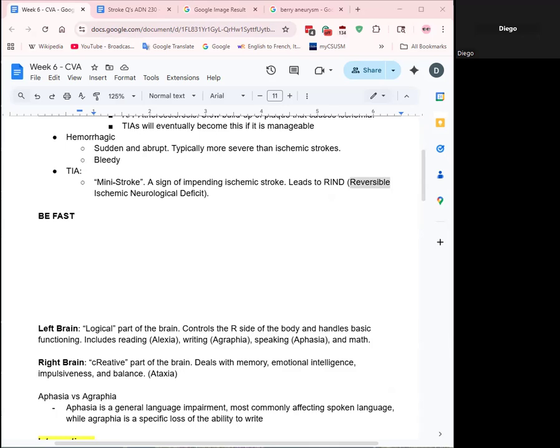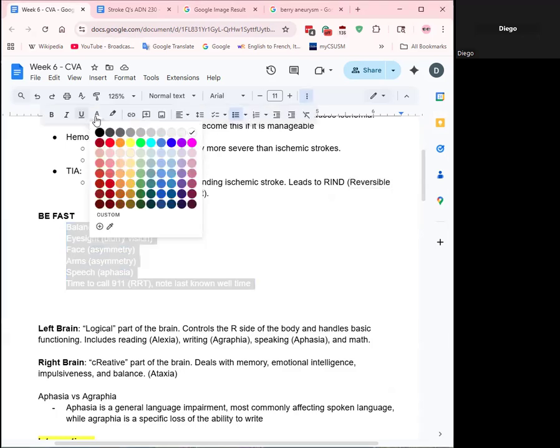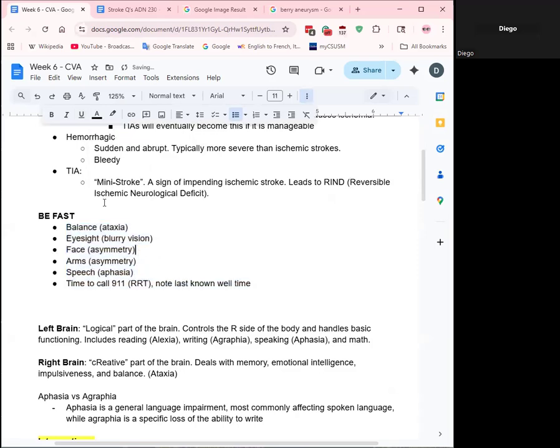So out of all those, balance, so people with ischemic stroke, or just stroke in general, but the ischemic strokes, you're more likely to actually see the BFAST symptoms. Balance, as in lack of balance. They have what's called ataxia. That's the medical terminology for it. Lack of balance. Eyesight is referring to blurry vision, changes in vision. The face is referring to the asymmetry of it. So having one side droop. When you ask them to give you a smile or give you a frown, their face is uneven.